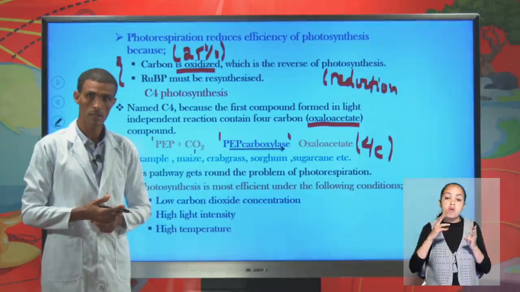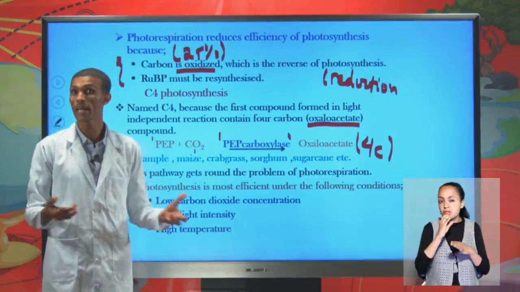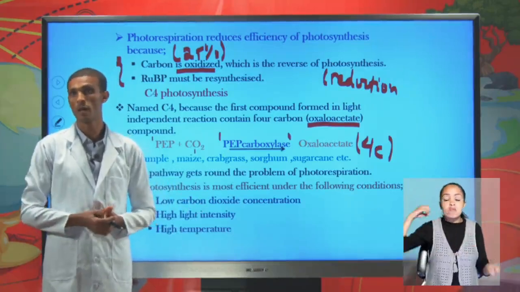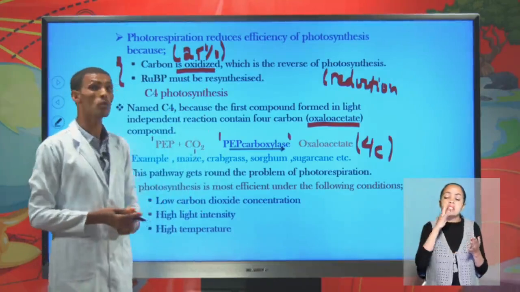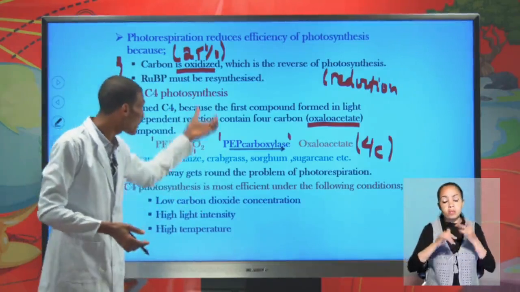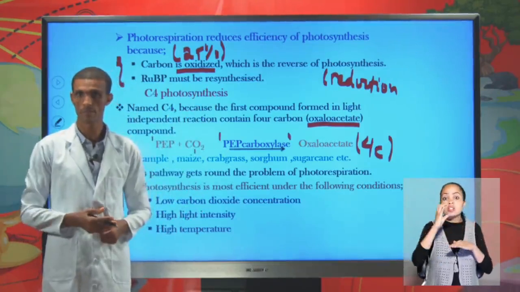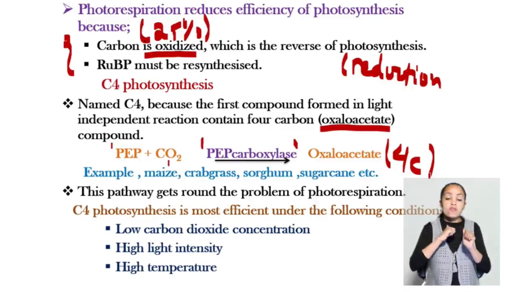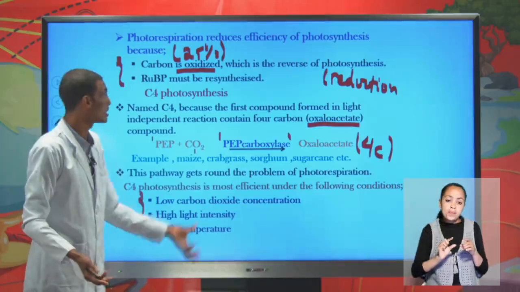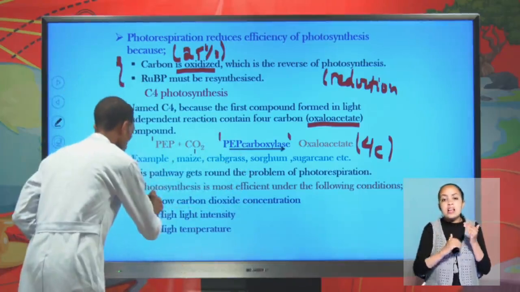One adaptation of C4 plants is that even if the temperature becomes high, they can still carry out photosynthesis. If the concentration of carbon dioxide in the leaf becomes low, they can still carry out photosynthesis. By that, C4 plants overcome the process of photorespiration. By that, tropical plants are considered highly productive compared to C3 plants. Under the following condition, C4 plants are very effective. If the concentration of carbon dioxide becomes low in the leaf, there is no other alternative; rather, they can continue to photosynthesize.